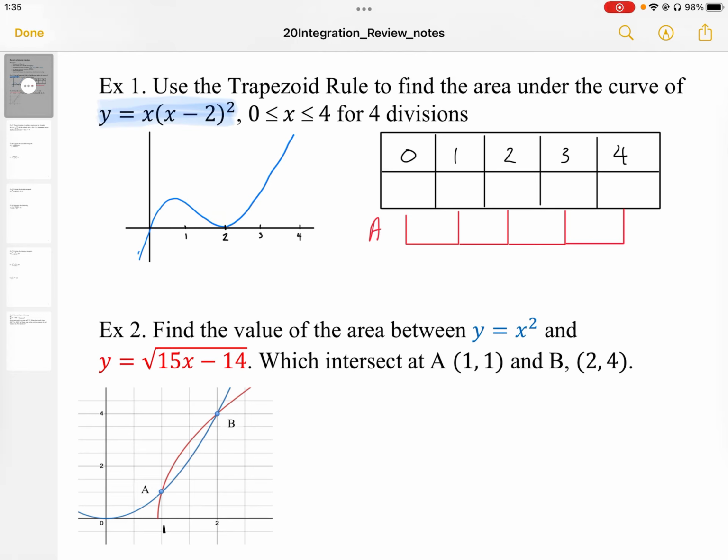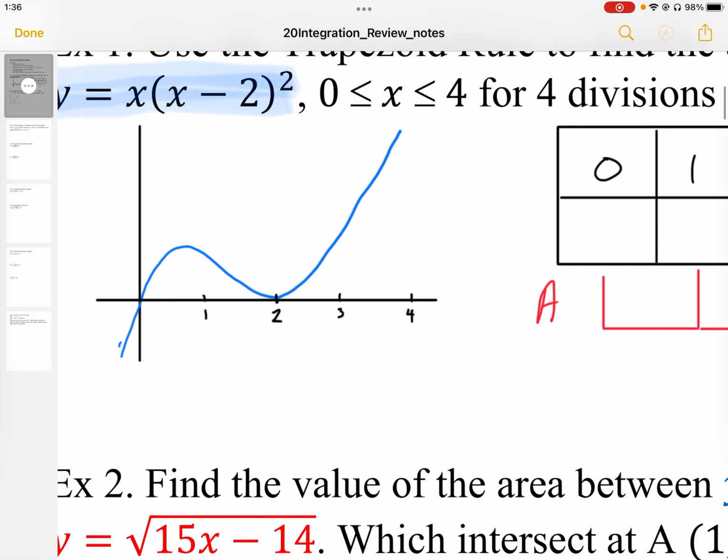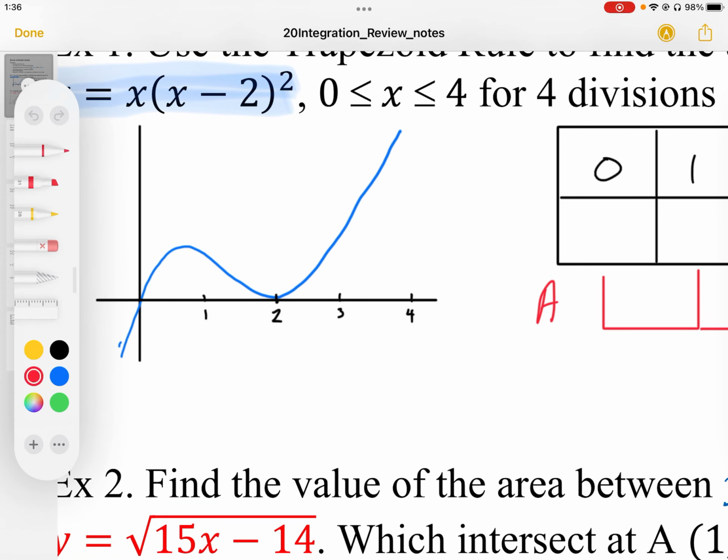I've got a zero at 0. I've got a multiplicity of 2 at x equals 2, so I'm going to have a bounce there. So my graph is going to look somewhat like this. And I want 4 divisions of trapezoids, so I'm going to draw my trapezoids.